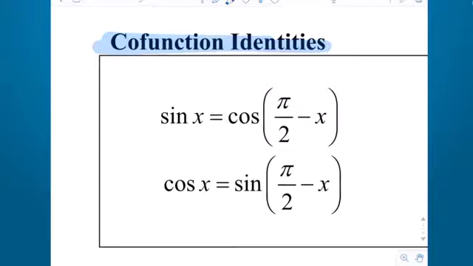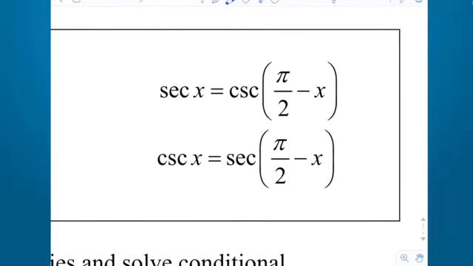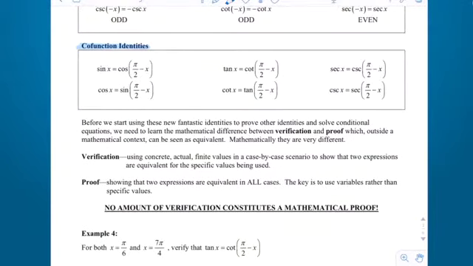And then similarly, the other way around, cosine of x is equal to sine of pi halves minus x. Because sine and cosine are each other's what? Cofunction. And that pattern is identical for the next set. Tangent of x is cotangent of pi halves minus x. Cotangent of x is tangent of pi halves minus x. And then the last set here, secant of x is equal to cosecant of pi halves minus x. And cosecant is equal to secant of pi halves minus x. They all are pi halves minus x. That's how you find the complement of an angle. That is it for your fundamental identities.